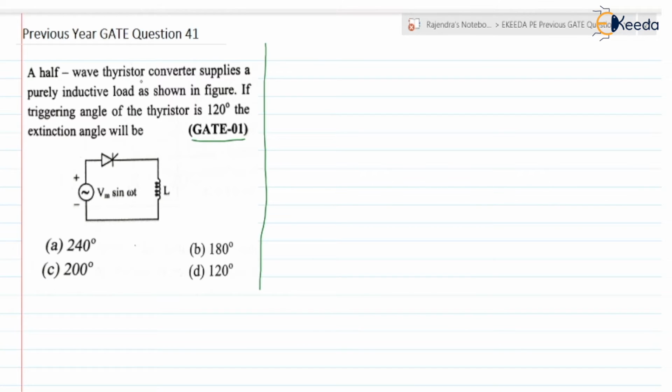A half wave thyristor converter supplies a purely inductive load. Here the load is purely inductive, as shown in the figure. If the triggering angle of the thyristor is 120 degrees, that is alpha equal to 120 degrees, we need to find the extinction angle, that is beta.